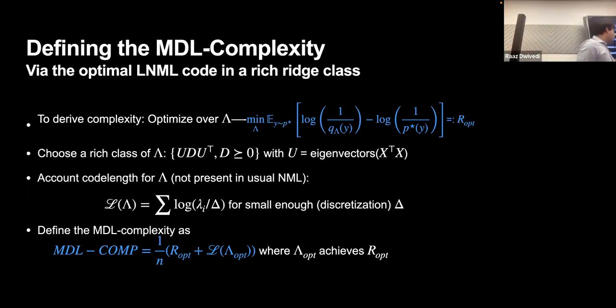And we divide by n because n is the number of samples. So this is the excess code length that you need compared to this oracle to transmit your data from an MDL perspective. And that's why we call it the MDL complexity.